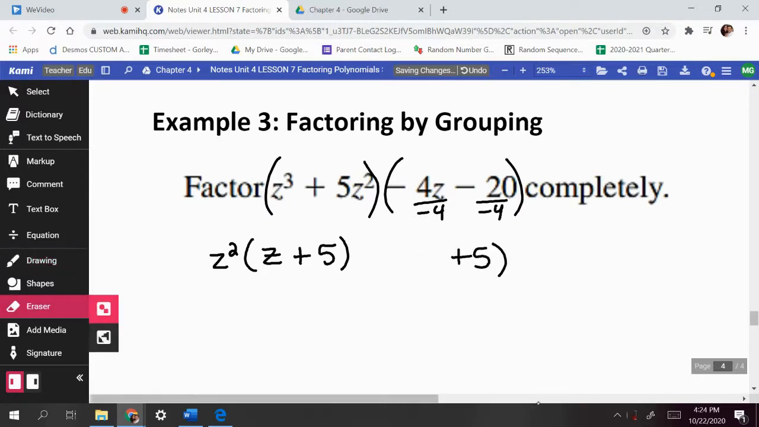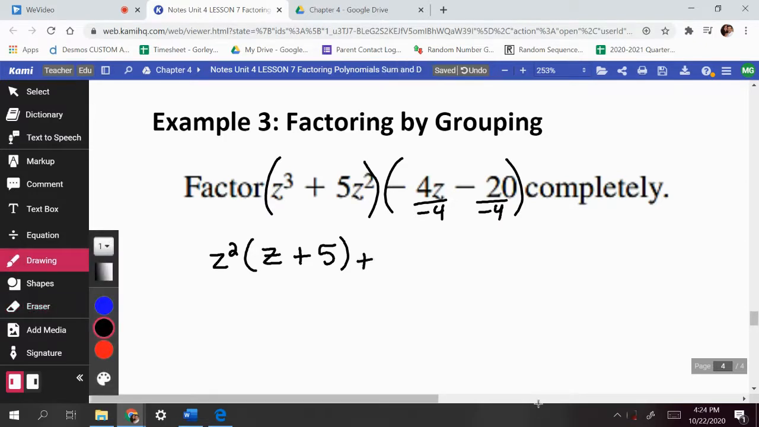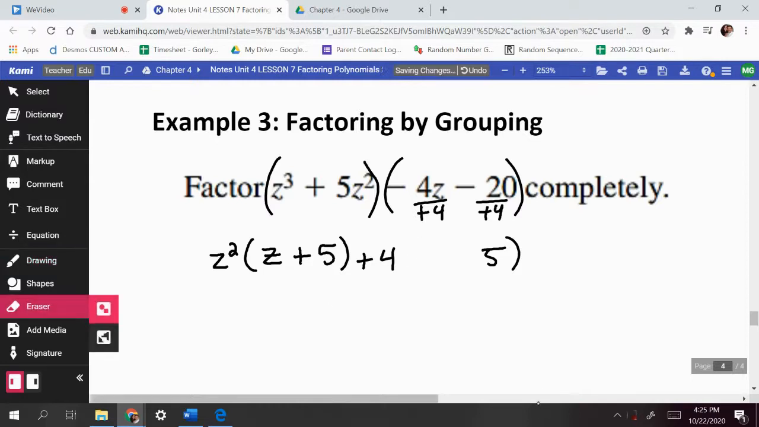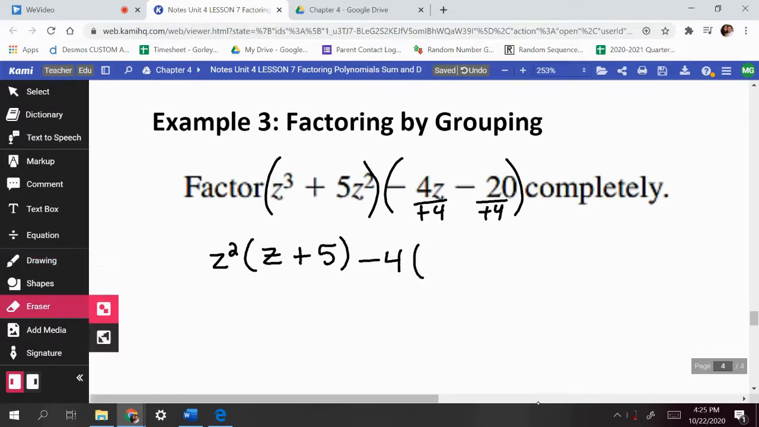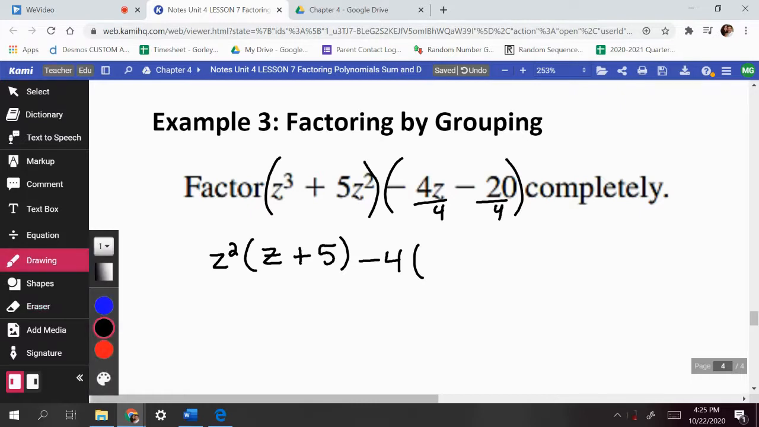If I had not factored out a -4, like let's say I factored out a +4, in my parentheses, I would have gotten negative z minus 5, which you can see does not match. So you'll know whether or not you did it right, because that parenthesis needs to match. So I'll, again, factor out the -4 instead of the +4, because that seemed to work. Okay, we got z plus 5.